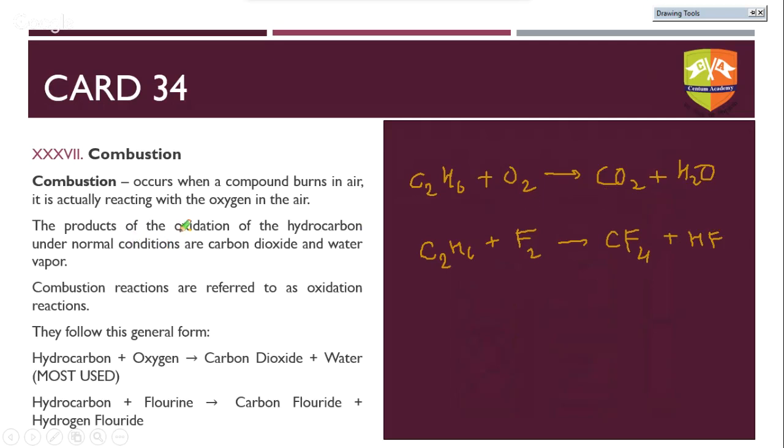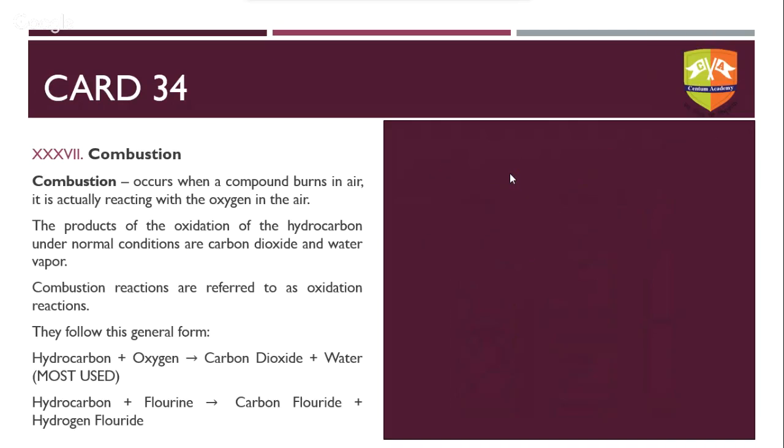So the products of oxidation of hydrocarbons in normal conditions are carbon dioxide and water vapor. Okay, so these are all combustion reactions. So combustion reactions are a typical type of combination reactions. Okay, so that's something that you can really look at.